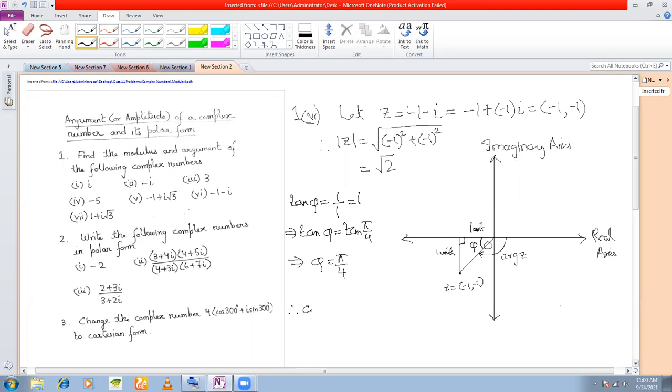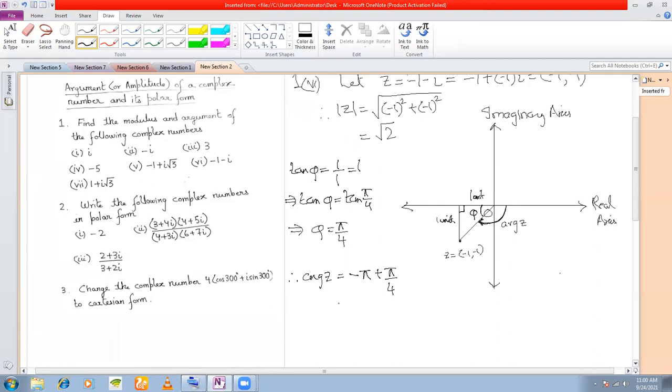Therefore, what is the argument of z? We are starting with minus pi here, because we are taking it in the clockwise direction. With minus pi, you have to add plus pi, because this argument here is in the clockwise direction. That is why this is minus pi. And because this angle phi is the remaining angle, this should be minus pi plus pi by 4. So you get the argument as minus 3 pi by 4.